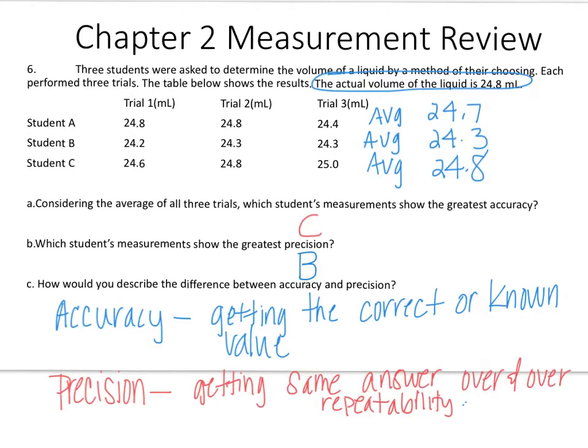For instance, if you look up here at student B, they got pretty much the same number every time they measured. So they had good precision. Okay, so please, please, please get those definitions straight in your mind.